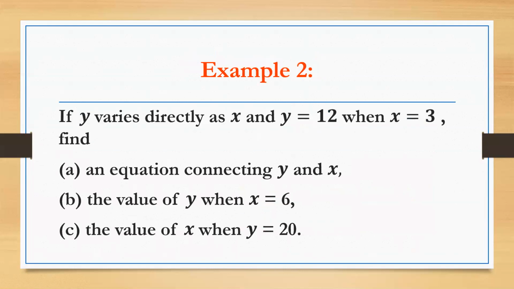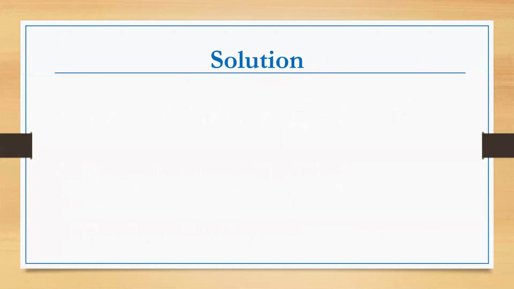Second example, if y varies directly as x and y equal to 12 when x equal to 3, find part A, an equation connecting y and x. Part B, the value of y when x equal to 6. And part C, the value of x when y equal to 20. So here we have been given y varies directly as x.